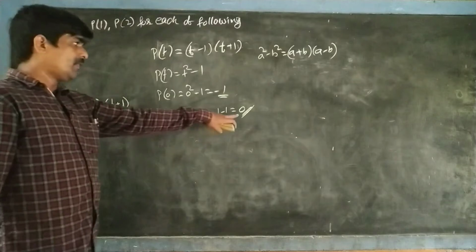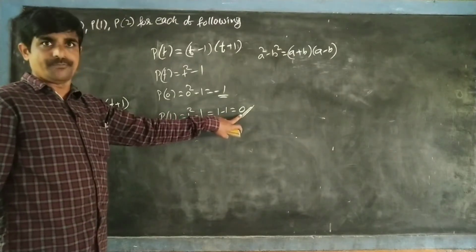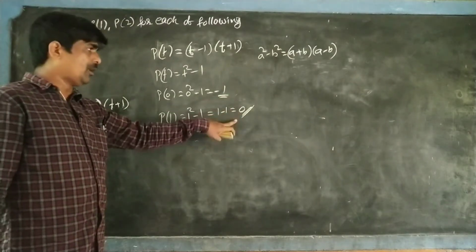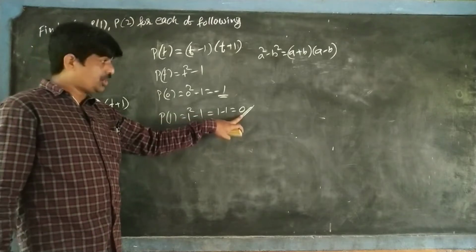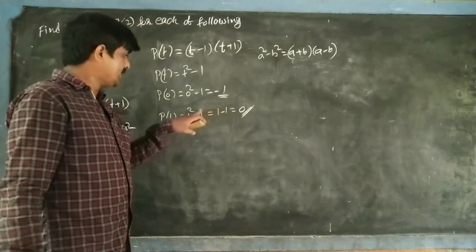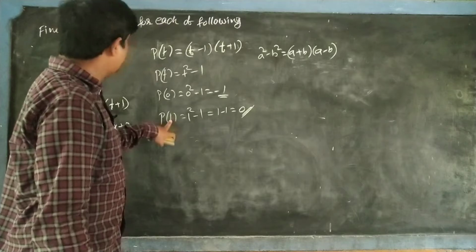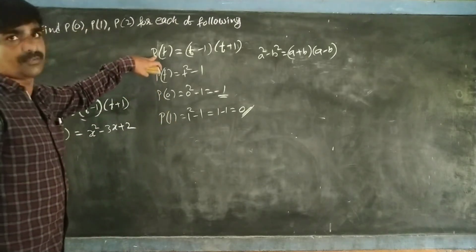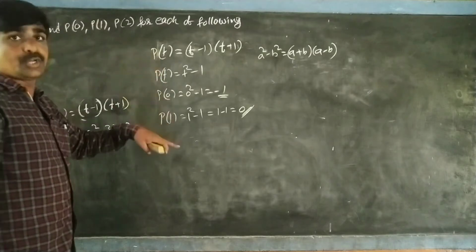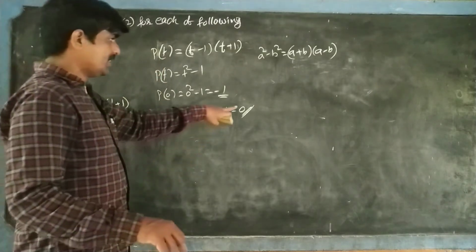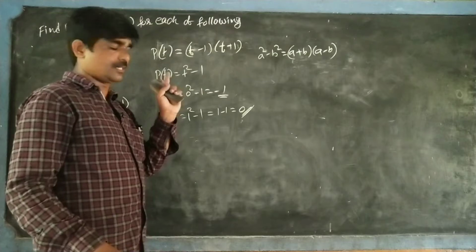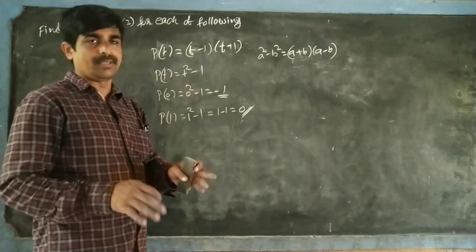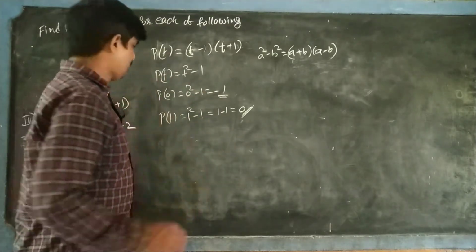Whenever I substitute something in the polynomial and the value is 0, this 1 is called the zero of the polynomial, or root of the polynomial. Okay? Zero or root. Don't be confused, this 0 is the value and that 0 is different. Zero of the polynomial or the root of the polynomial.